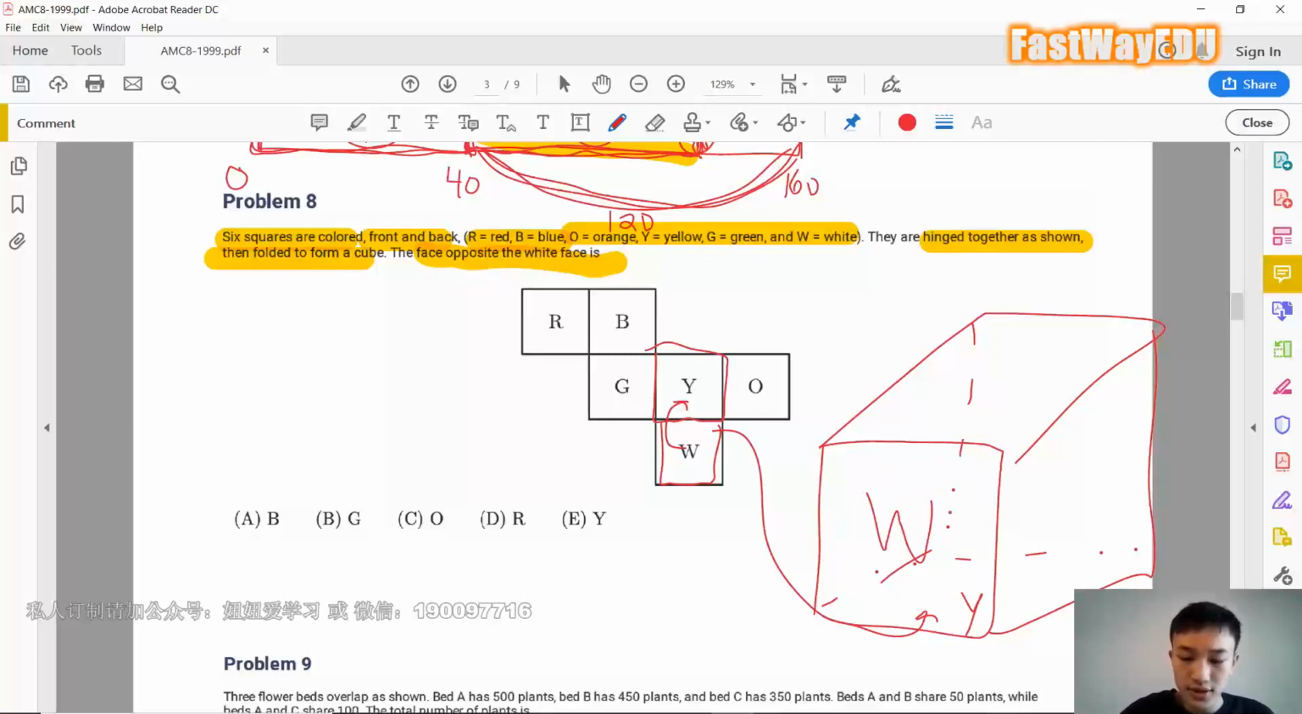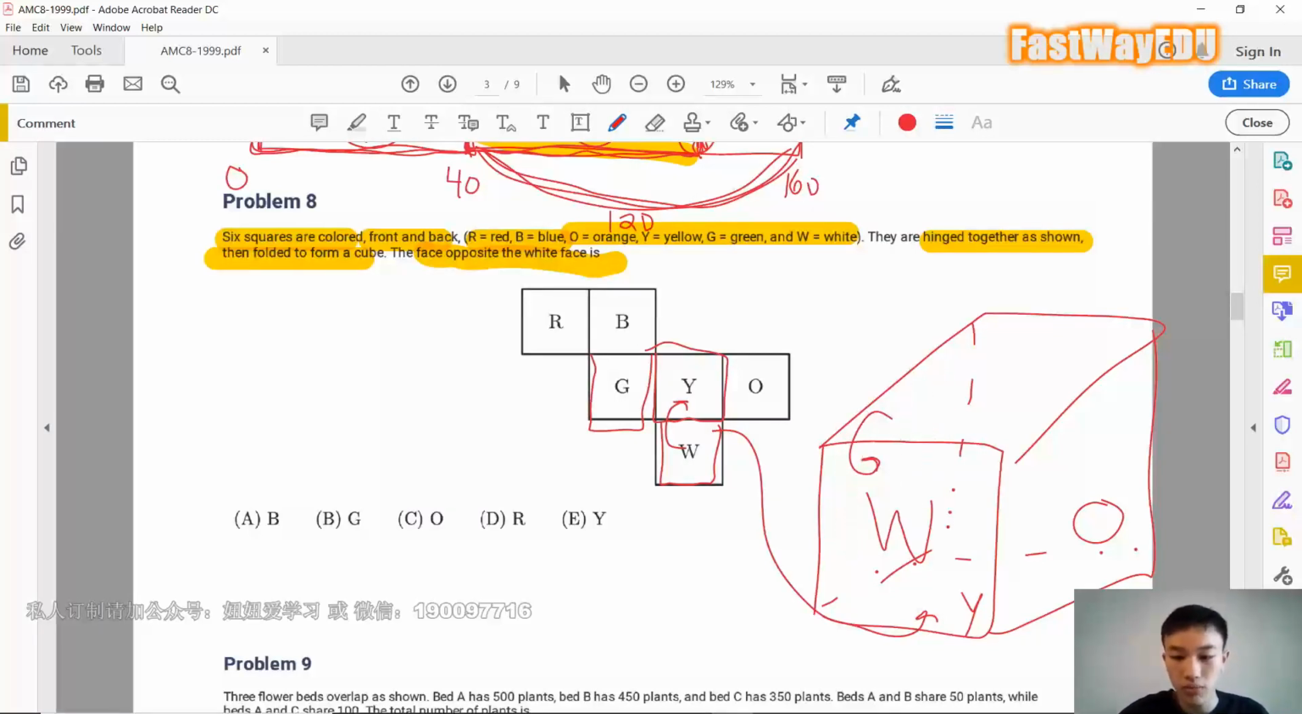Okay. Next, we have our O. This O is also connected to Y in a very similar way. It's just to the right of it, so it's going to flip up to the right. So the O is going to be on this right face. All right. Now let's do the same thing with the G. The G is to the left of the Y, so it's going to flip up to the left. So G is going to be on this face right here.